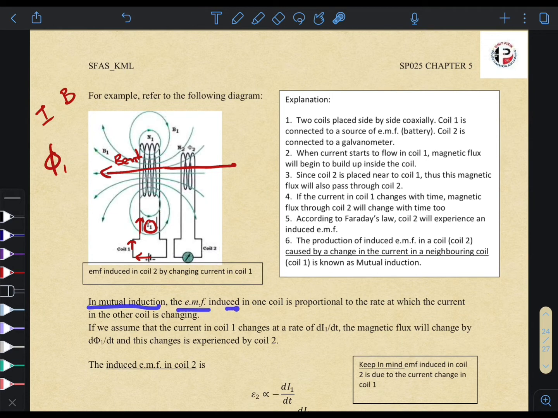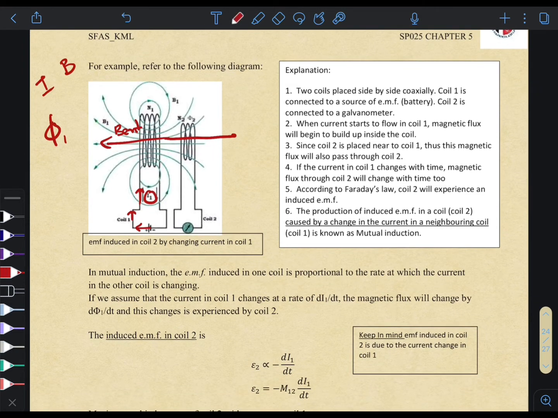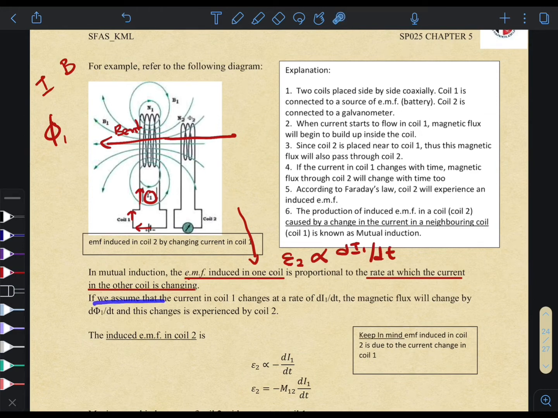So in mutual induction, the EMF induced in one coil is proportional to the rate at which current in another coil is changing. So lagi sekali in mutual induction, EMF induced in one coil. So contoh kita refer kepada diagram ini, EMF induced in coil kedua is proportional to the rate at which the current in another coil is changing. So current berubah dekat coil 1. So dia directly proportional to the rate of change of current in coil 1.